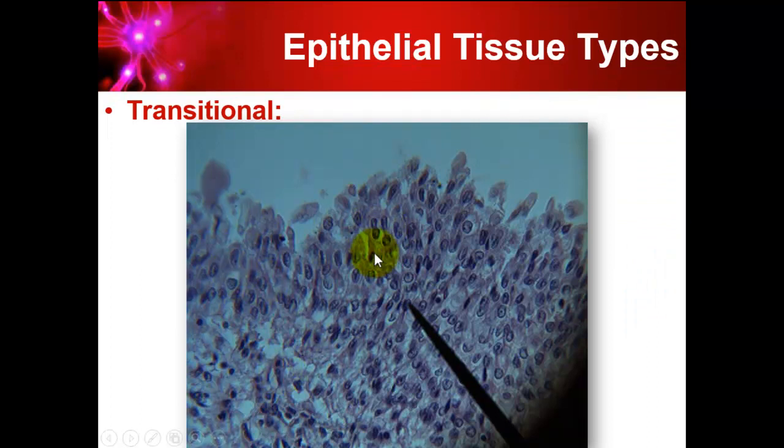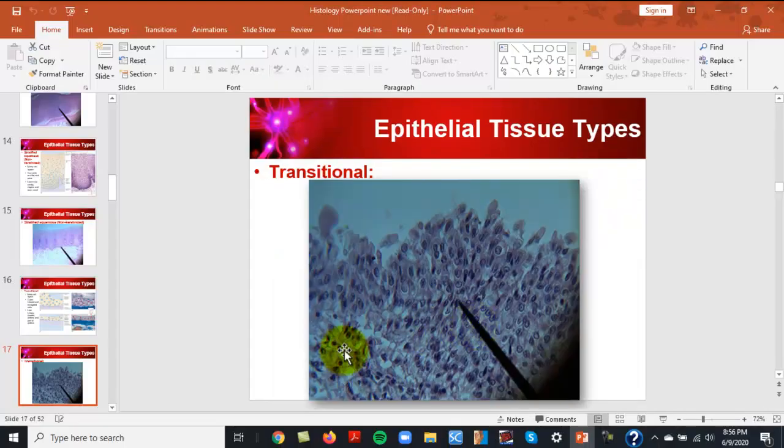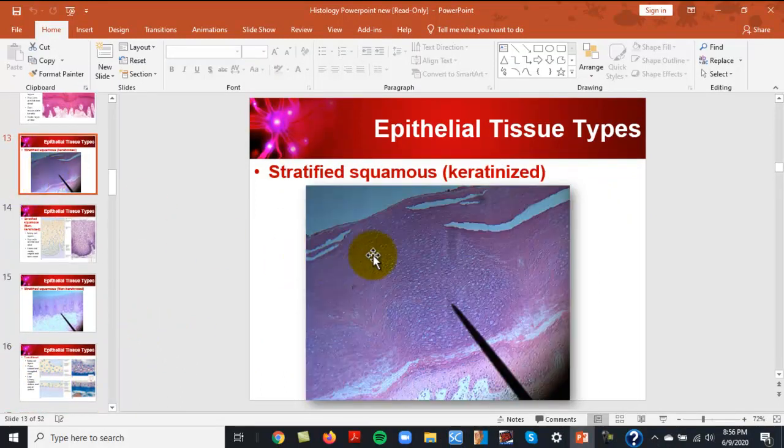Oh, you know what? I didn't show you. I have to show you the real picture of our transitional. I apologize. So there's the fluffy looking transitional. So here's the free space. Somewhere down in here would be the basement membrane, but you can definitely tell that looks like it has the ability to stretch. But yeah, distensibility is a function for transitional.